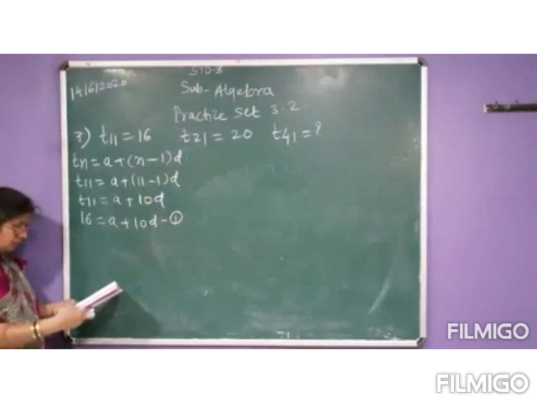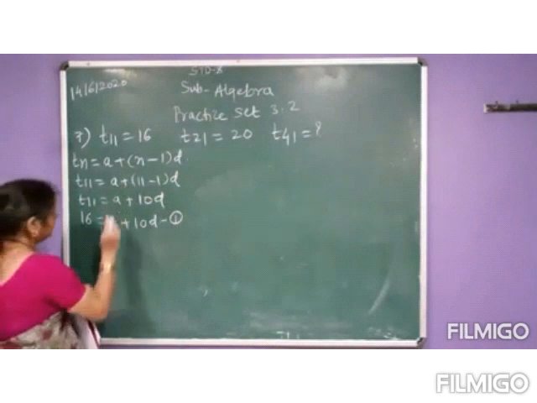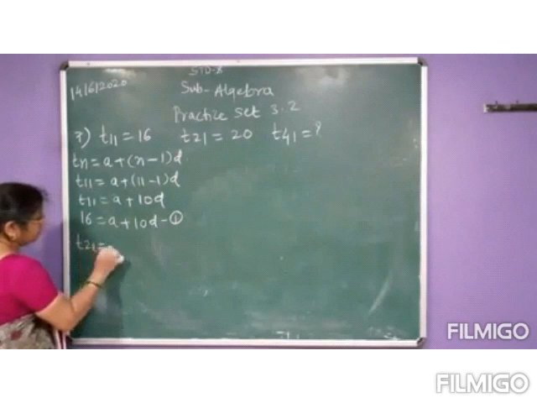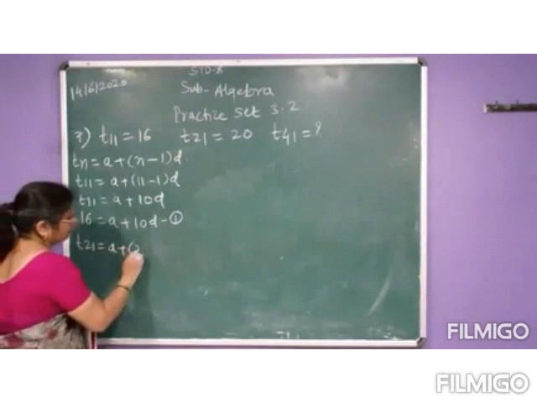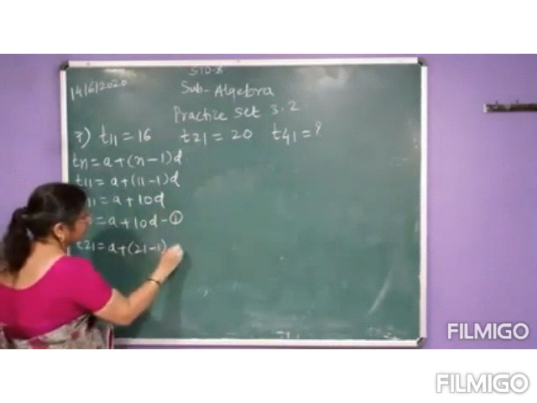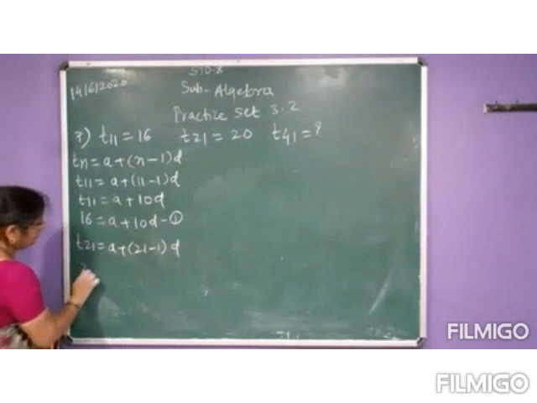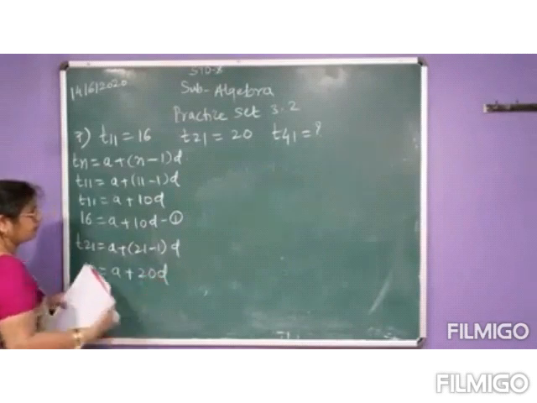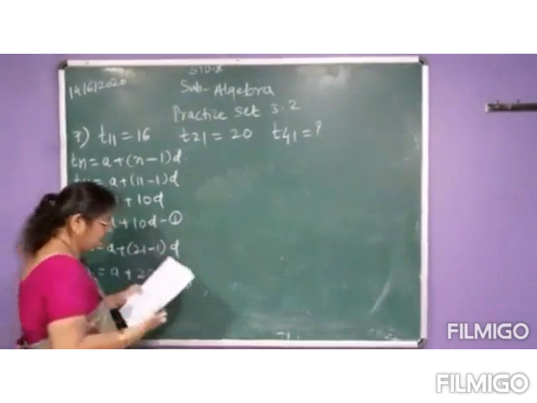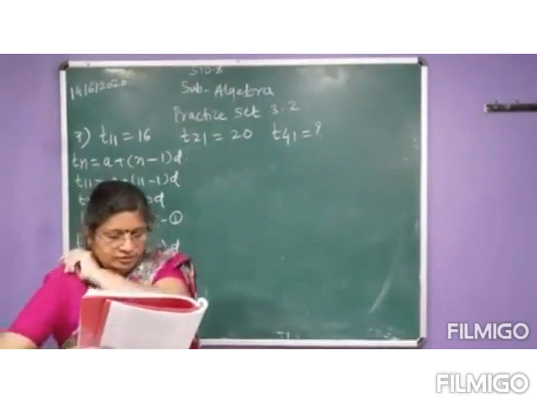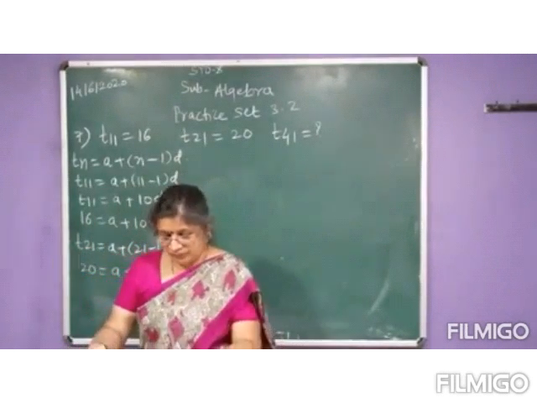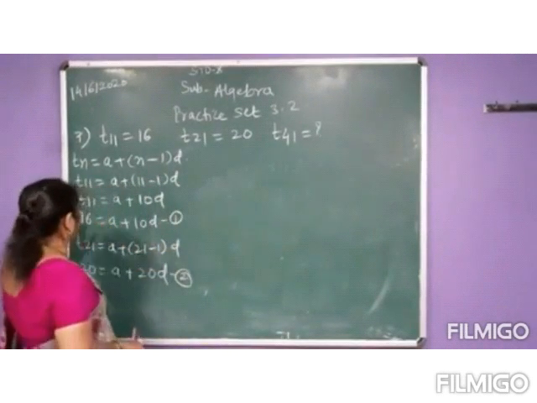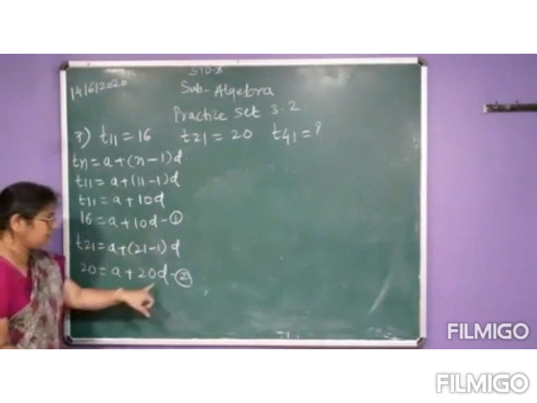Now we will go for T21. T21 is equal to A plus 21 minus 1 into D. That is, T21 is 20, equal to A plus 20D. This is your equation number 2. Now in these 2 equations, what have you observed? See, 16 equals A plus 10D, and A plus 20D.